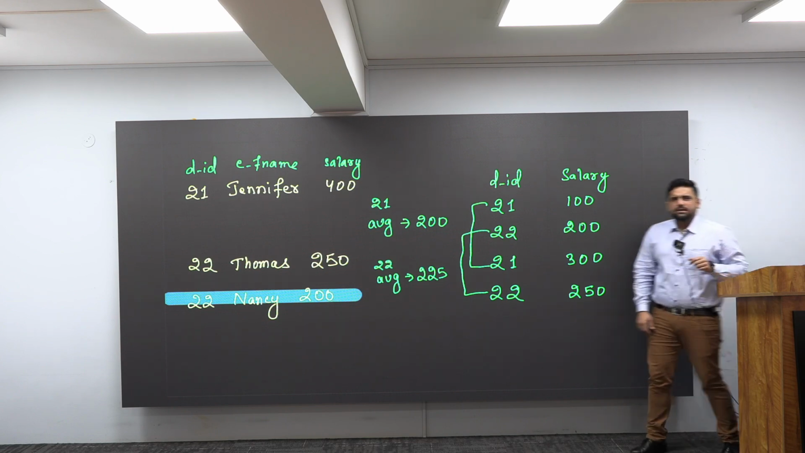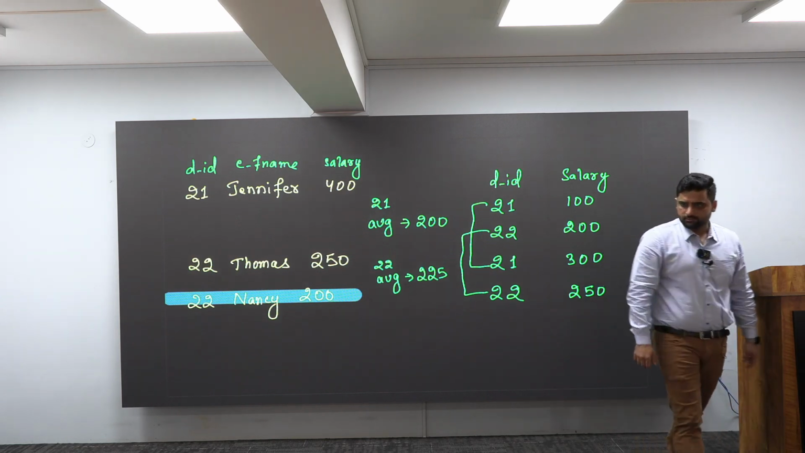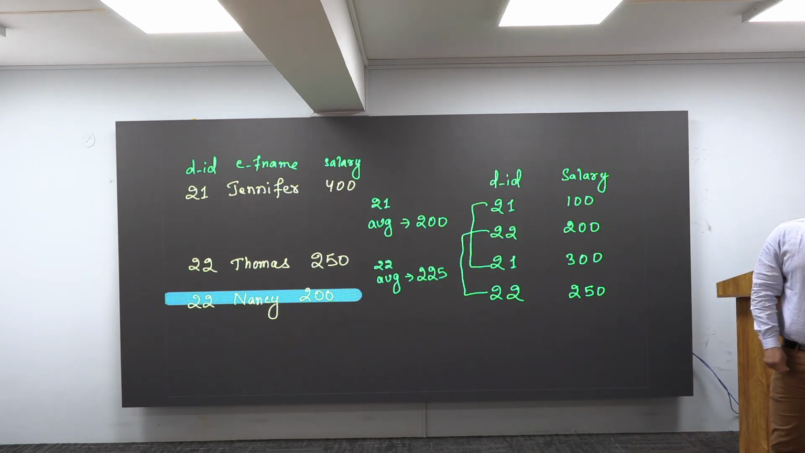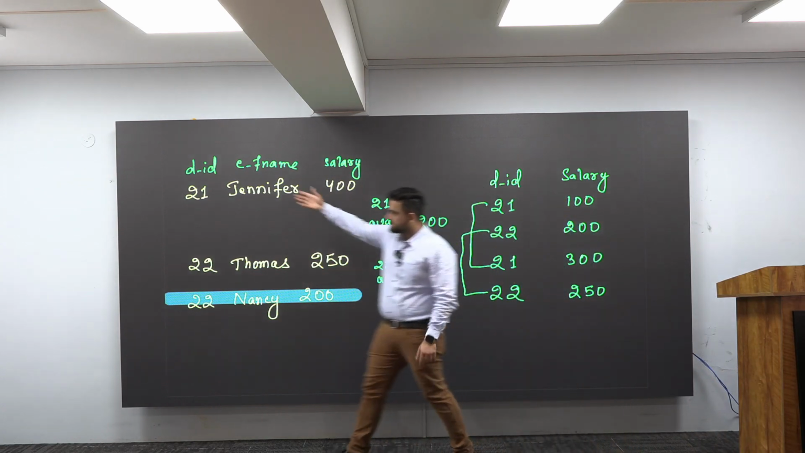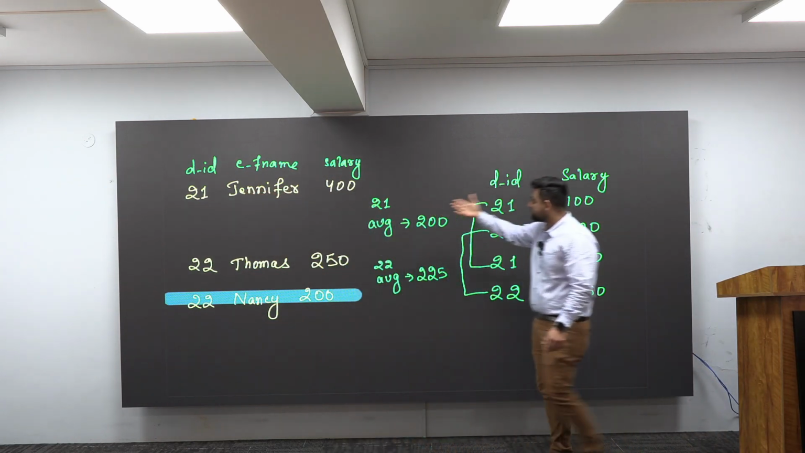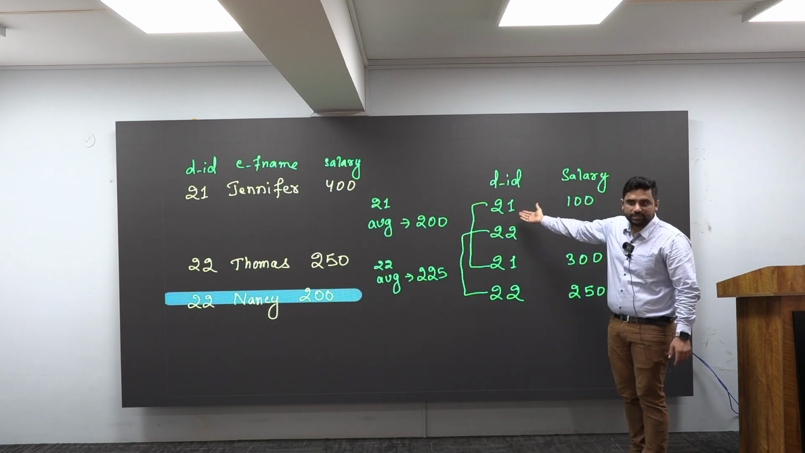See what we have to compare here. Salary we have to compare, but as a condition, what can we take? Department ID. Yes, salary we are comparing, but in the condition we can take only department ID, because the department ID should match. The department ID of Jennifer should match with this department ID.